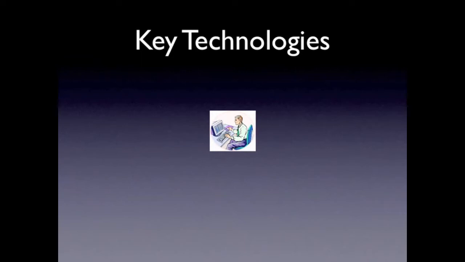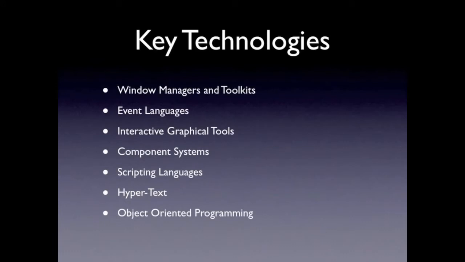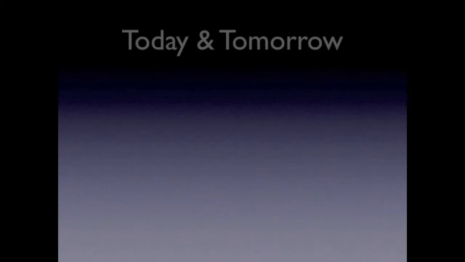The recent developments along this path resulted in widespread interface consistency due to the simultaneous development and success of several key technologies and ideas, such as window managers and toolkits, event languages, interactive graphical tools, component systems, scripting languages, hypertext, and object-oriented programming. But the past standardization of HCI is now facing a massive upheaval as we enter into the age of ubiquitous computing.